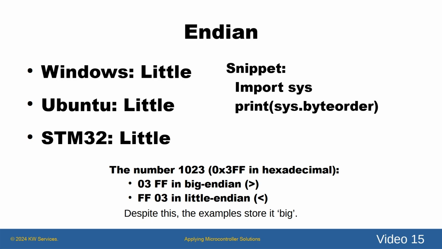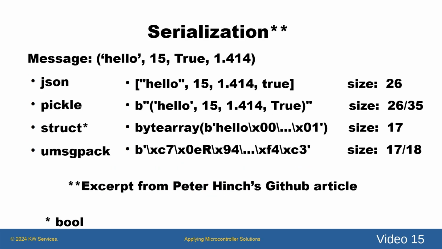In MicroPython, you can invoke this snippet to learn how your computer stores numbers. As you can see, the computers we are using are little Endian. Despite this, bytes in most transfers are transmitted big Endian.